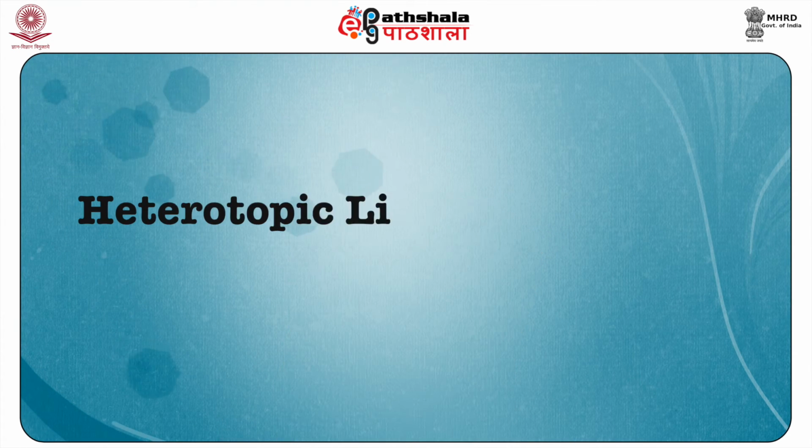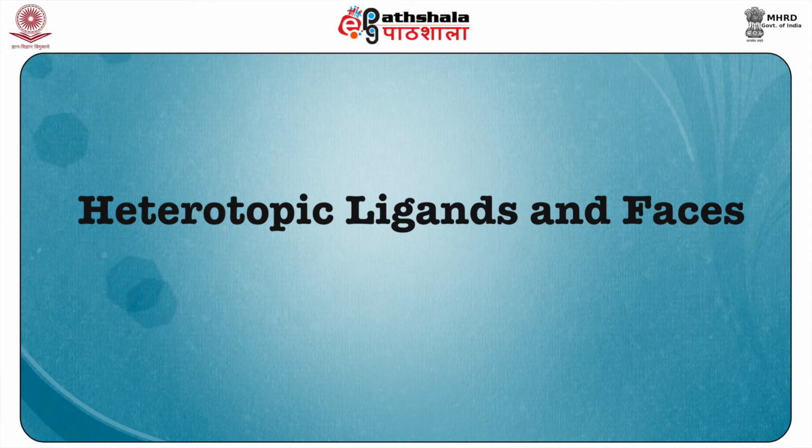Now, after having studied the homotopic ligands and faces, let us turn our attention to heterotopic ligands and faces. Two or more ligands which are identical when viewed in isolation, that is hydrogen atoms, methyl groups, fluorine substituents, etc., may nevertheless be distinct by virtue of their placement in a particular molecule. Such ligands are called heterotopic, having the Greek roots heteros, which means different, and topos, which means place. Just like homotopic, where homo means same, hetero means different, referring to different spatial placements of the groups in question.